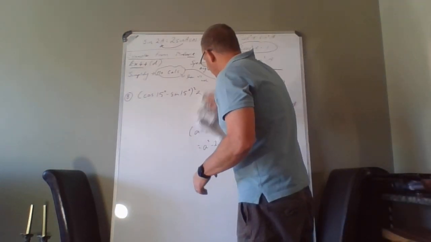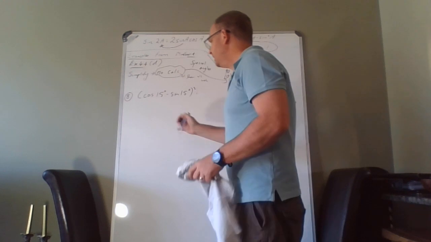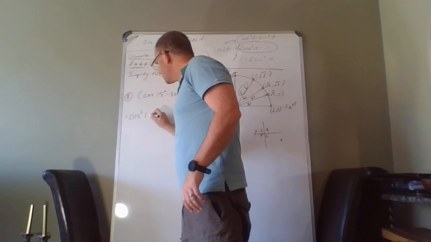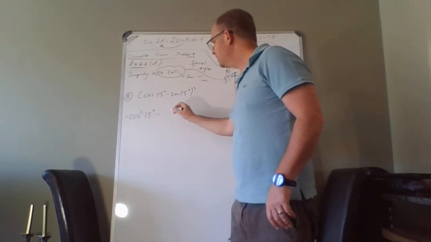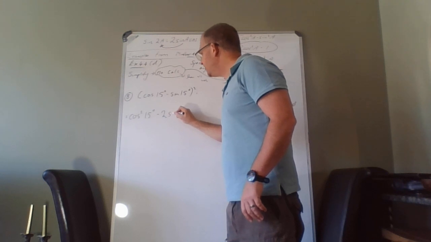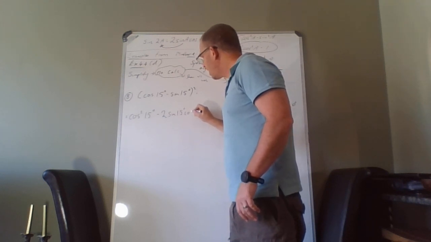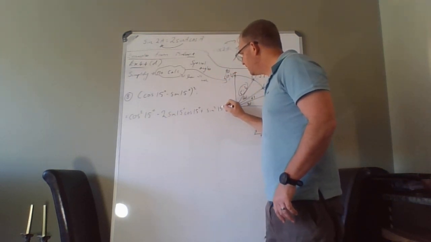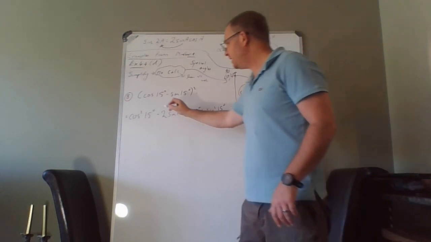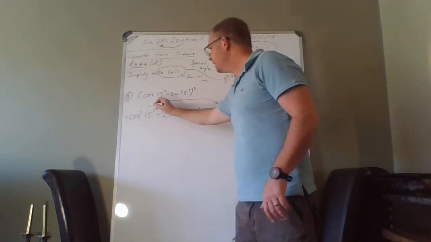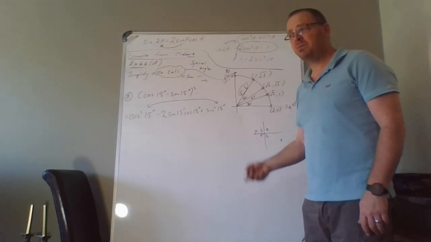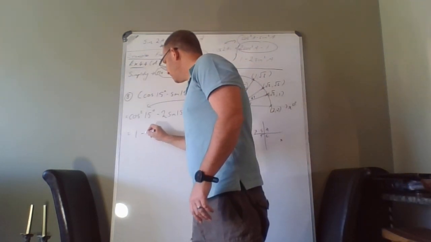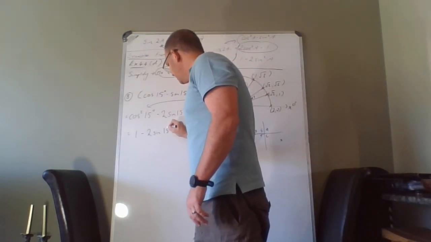Right, and that's going to become, using that same logic, cos squared of 15 degrees, then the terms together times by 2, so minus 2 sine 15 cos 15, plus sine squared 15 degrees. Well, this should get you pretty frisky, because cos squared 15 plus sine squared 15, cos squared of an angle plus sine squared of the same angle, is equal to 1. So I'm left with 1 minus 2 sine 15 cos 15.